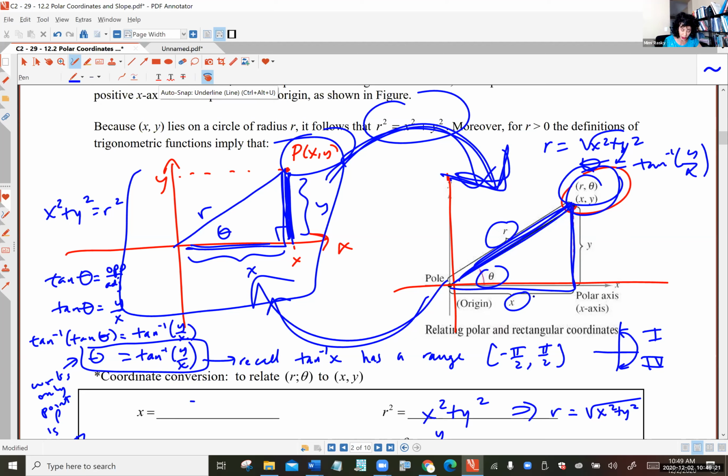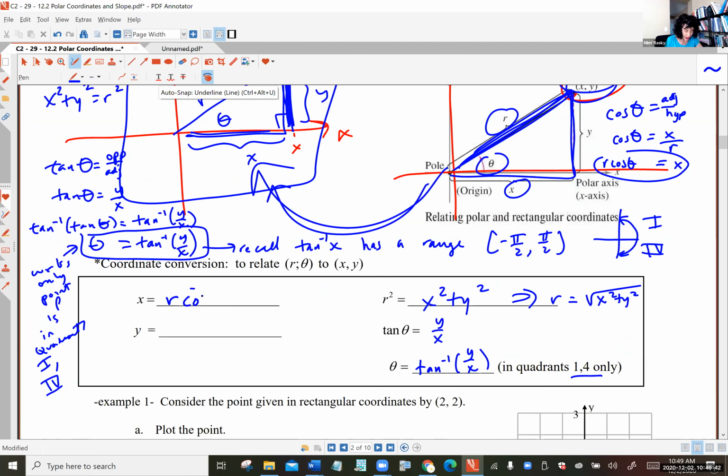So one thing that we know is that cos theta is equal to adjacent over hypotenuse, remember, from trig? So for us, cos theta would be x, which is our unknown, all over the hypotenuse, which is known as r. And if you solve this for x, you get x is equal to r cos theta. And that's how you'd recover your x if you needed it and you knew your r and theta.